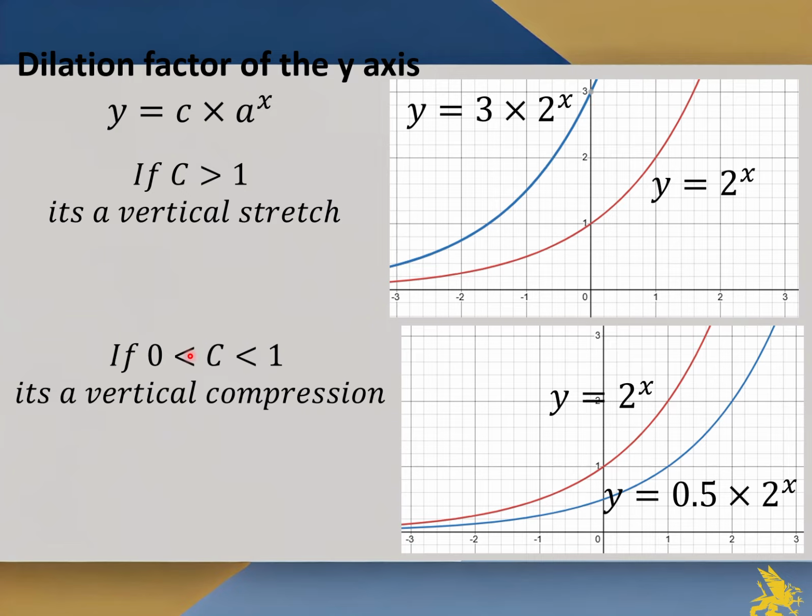But if that value I'm timesing is less than 1, it means that it's going to be getting closer. So if I say a half, 1 times a half is a half. So it's getting closer to my x-axis. You can either think about it as a vertical stretch, or you can think about it as pushing away from the x-axis.